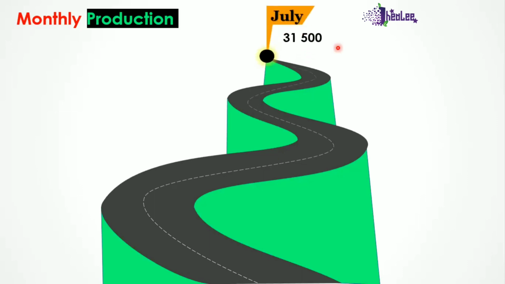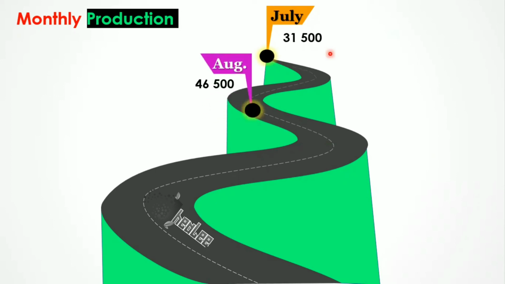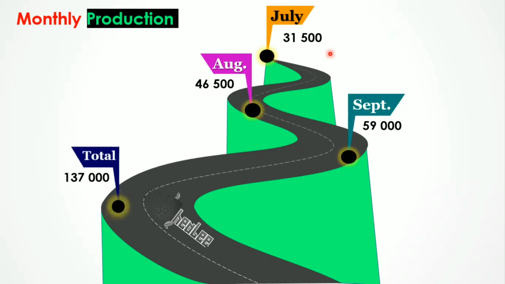So on the journey for that business, the first month units to be produced is a total of 31,500. For August, that is 46,500. September, that's 59,000. And when you add up everything together for the quarter on the journey, what the business needs to produce is a total of 137,000 units.